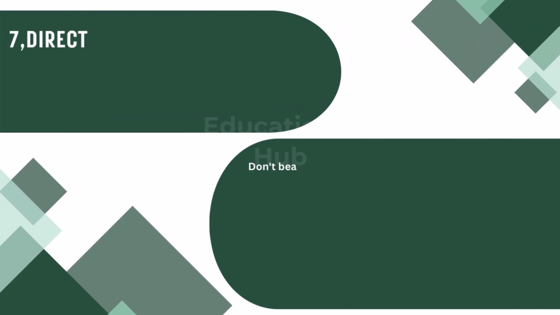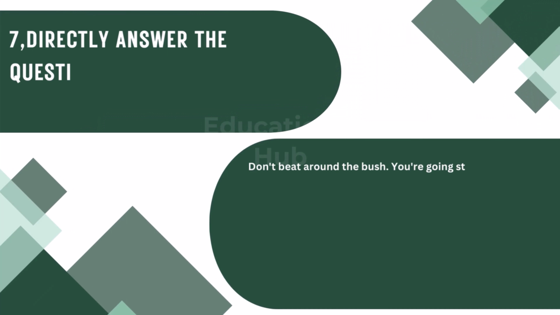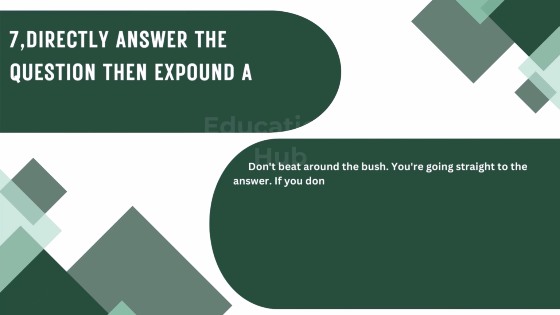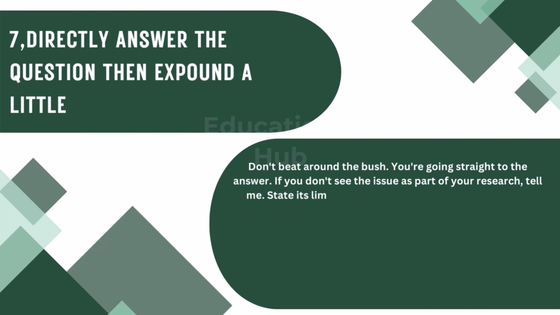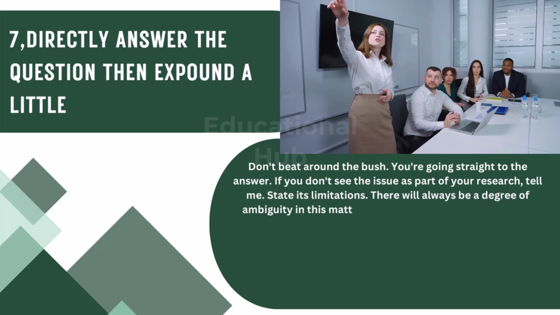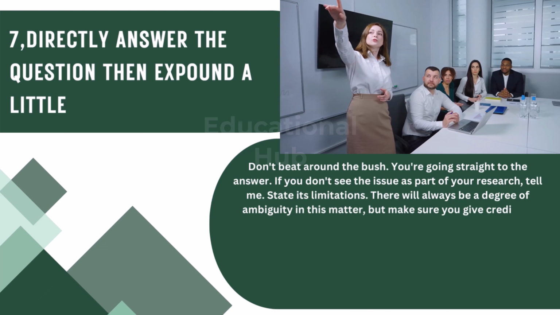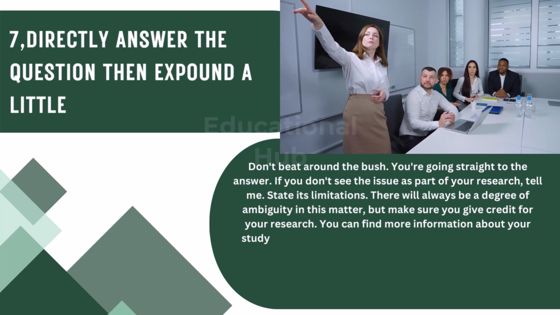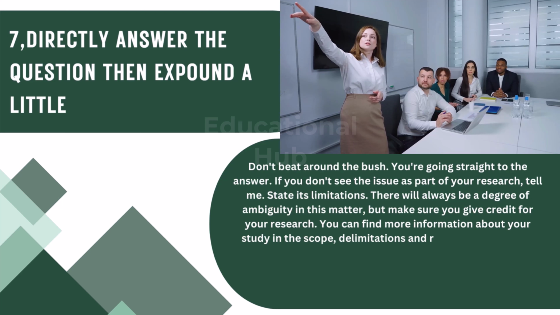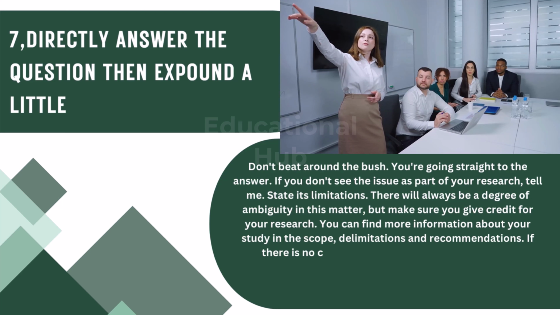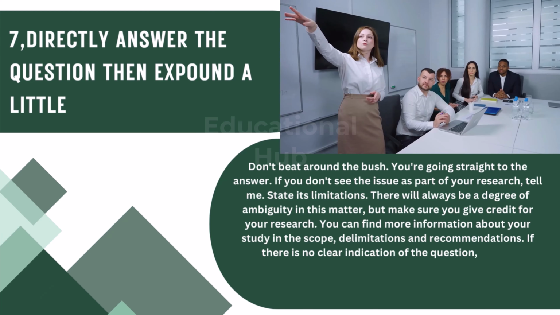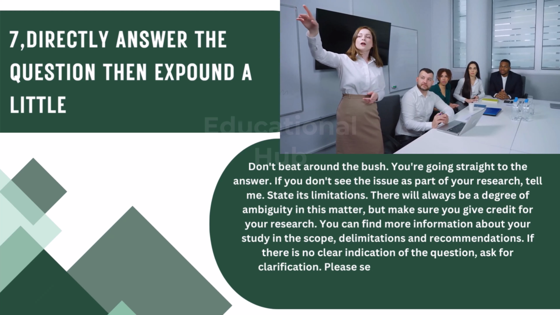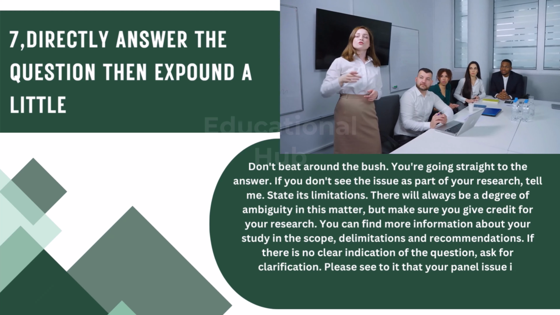7. Directly answer the question, then expound a little. Don't beat around the bush. You're going straight to the answer. If you don't see the issue as part of your research, tell them. State its limitations. There will always be a degree of ambiguity in this matter, but make sure you give credit for your research. You can find more information about your study in the scope, delimitations and recommendations. If there is no clear indication of the question, ask for clarification. Please see to it that your panel issue is addressed.